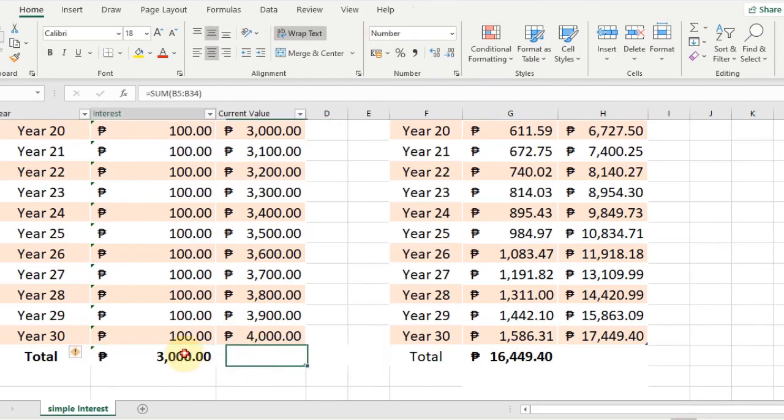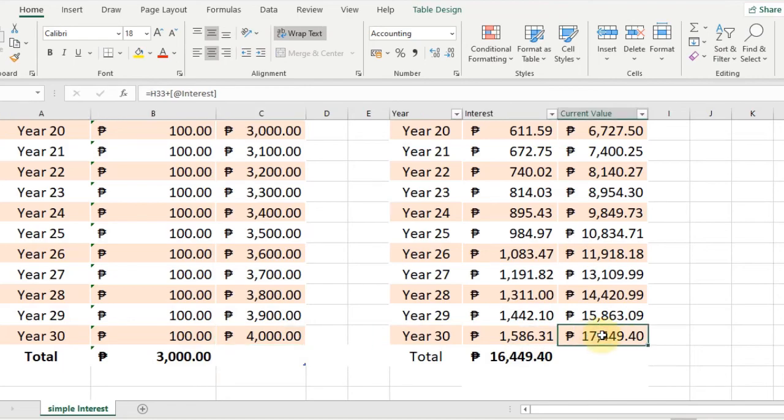16,449.40 as compared with your simple interest. Actually, you can see that here at the end of year 30, your 1,000 will now become 17,449.40. It's like more than times 4 of your money in simple interest. Okay?